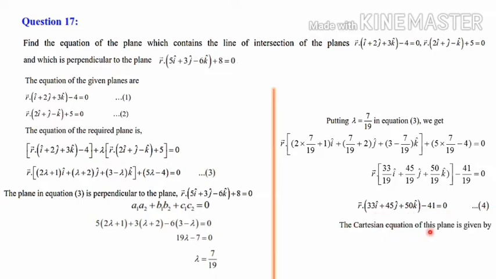So the Cartesian equation of the plane is given by using these terms, we can write the Cartesian equation, that is 33x plus 45y plus 50z minus 41 is equal to 0. So this is the required equation of the plane.